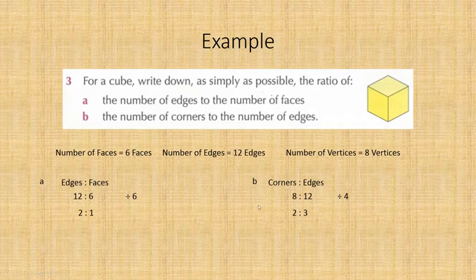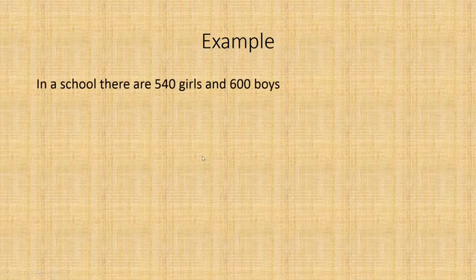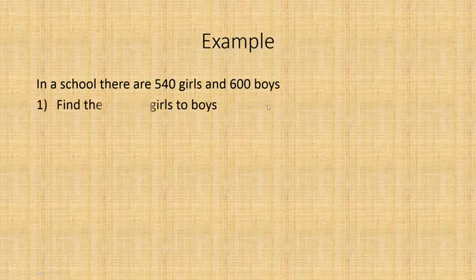I really hope that you understand it to be able to understand the other example. So whoever didn't understand it yet, just focus with me because I have a new thing here to say in this example. In a school, there are 540 girls and 600 boys. We need to find the ratio of girls to boys.